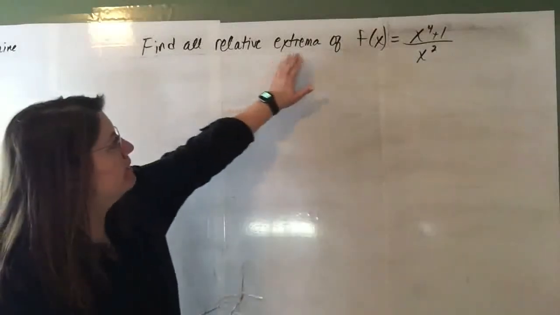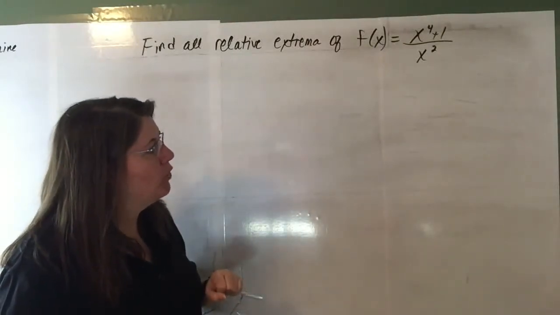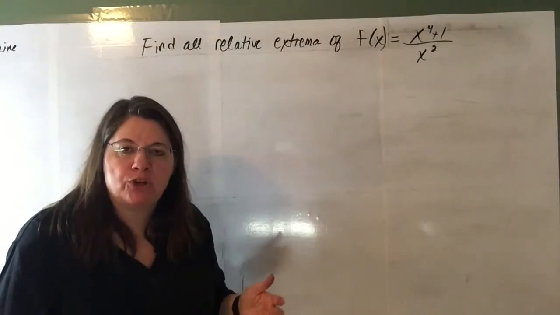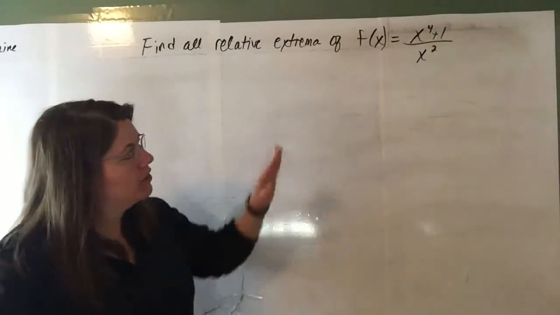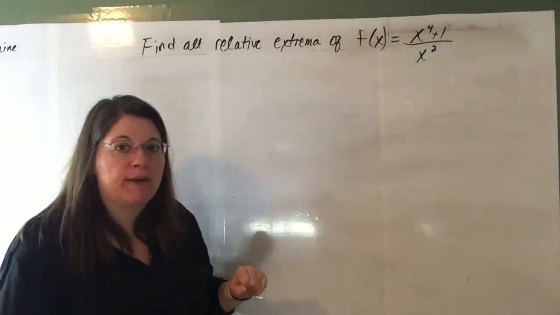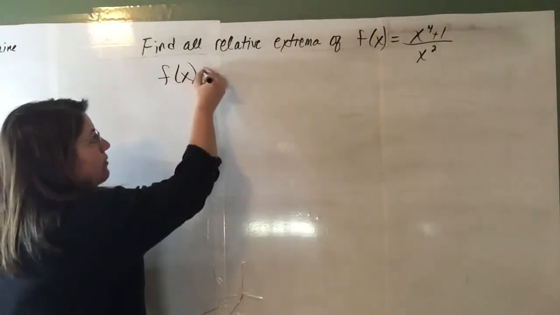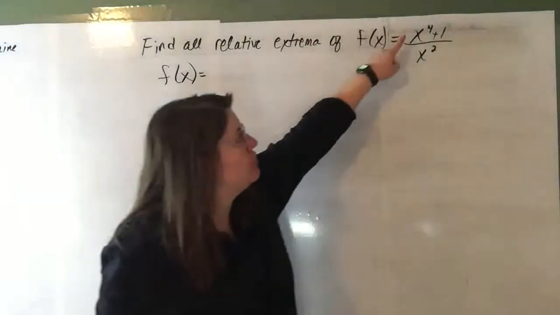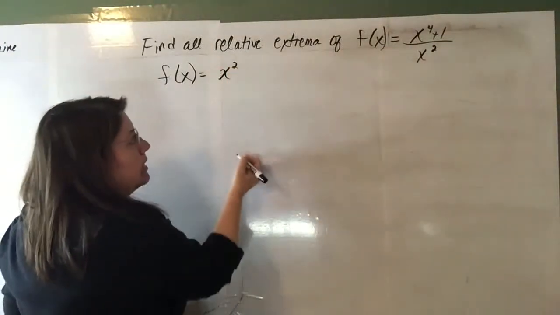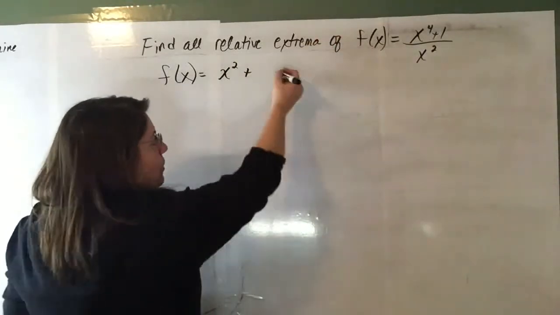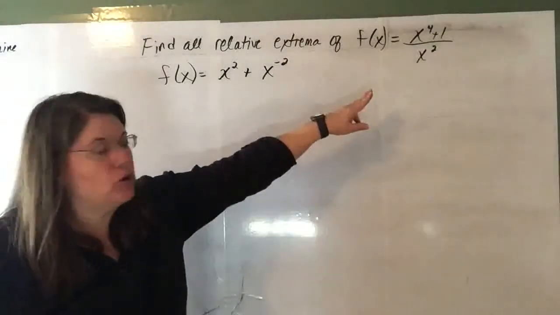We're going to find all relative extrema of the function f of x equals x to the fourth plus 1 over x squared. So the first thing we're going to have to do is find the derivative. Now you might be tempted to use the quotient rule there, but I know that it's going to be a lot easier to find the derivative if I just change what it looks like. So I'm going to rewrite that function as f of x equals, and I'm going to divide each of these by x squared. So I would have x to the fourth divided by x squared is x squared, plus 1 divided by x squared is x to the -2. That's a lot easier to find the derivative of than using the quotient rule.